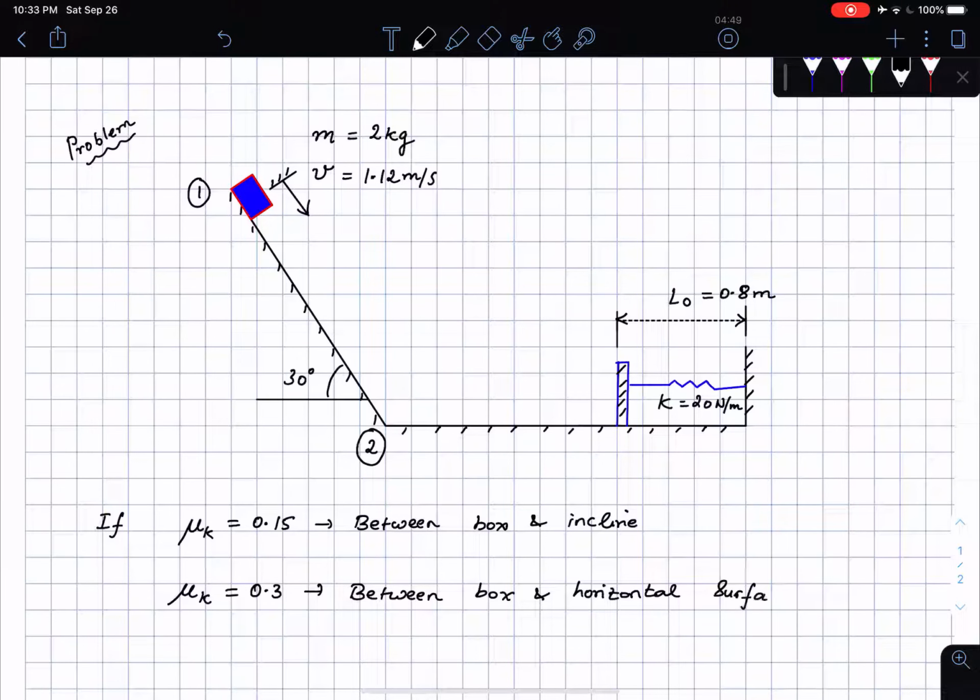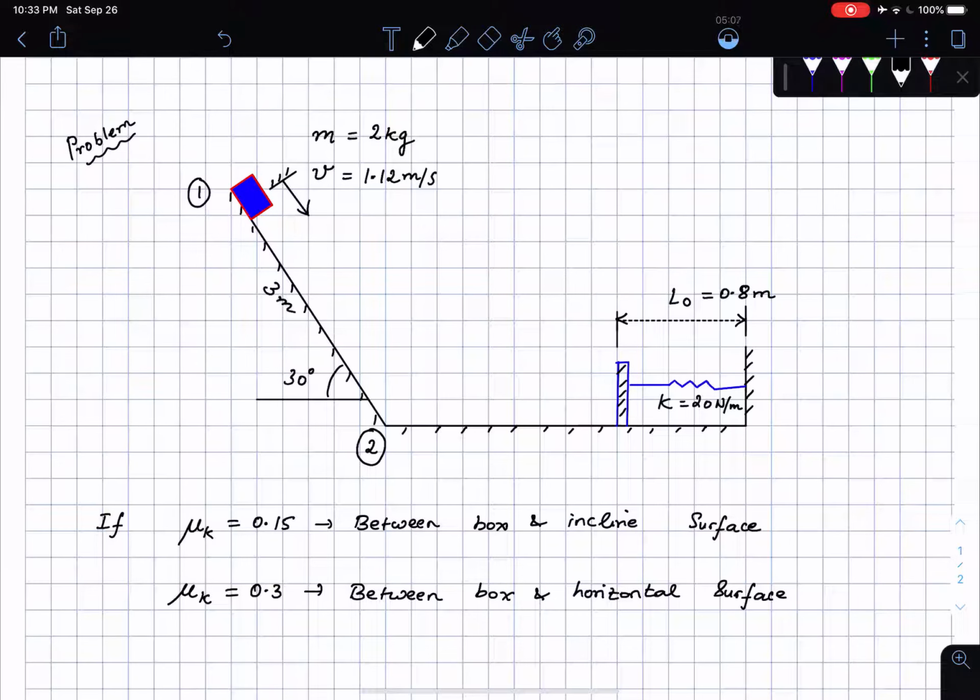Okay, this is the inclined surface. If you are told that the total length of this inclined surface is 3 meters, along the hypotenuse, let me write the 3 better.